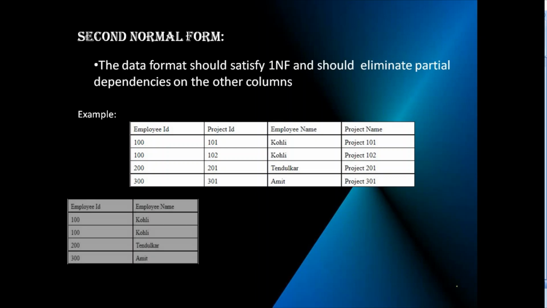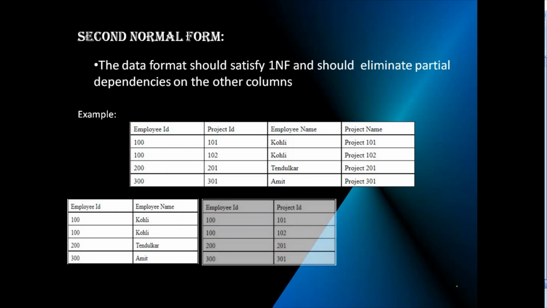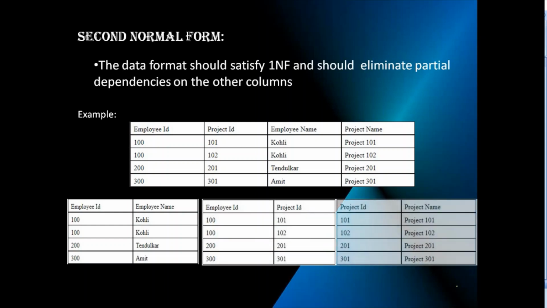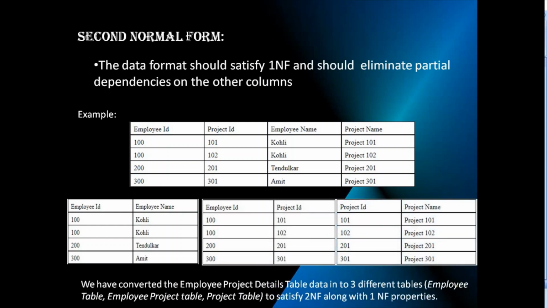To satisfy the second NF rule, we need to split the data: an employee table containing employee ID, employee name; an employee project table containing employee ID, project ID; and a project table containing project ID, project name, to satisfy 2NF along with 1NF properties. The relations in 2NF are clearly less redundant than relations in 1NF. However, the decomposed relations may still suffer from one or more anomalies due to the transitive dependency.